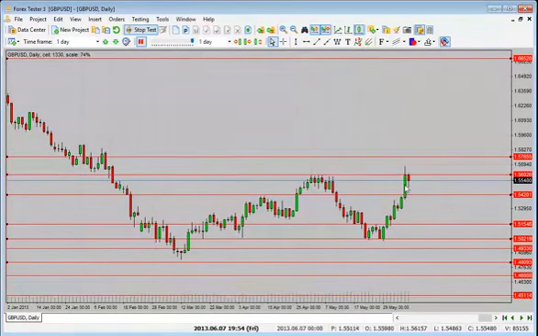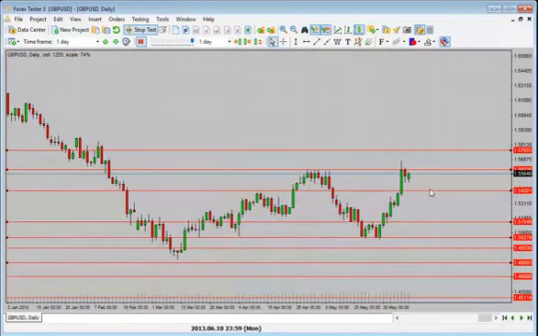Okay, so that's our pullback. So now our bias is still to the upside. Price has pulled back, so now let's see if it can continue higher. Okay, so we have a small bullish candle close. The bias is still bullish here.